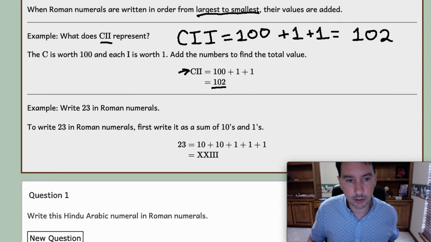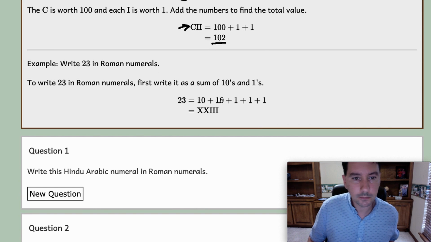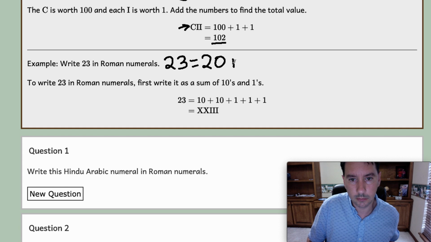Going the other direction is a little bit more complicated. Let's say we want to write 23 as Roman numerals. What we're going to do is take 23 and write it as the tens place plus the ones place. So we're going to expand it as 20 plus 3. And now 20 is two tens, right?